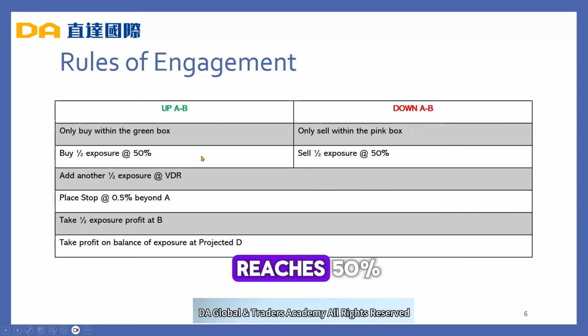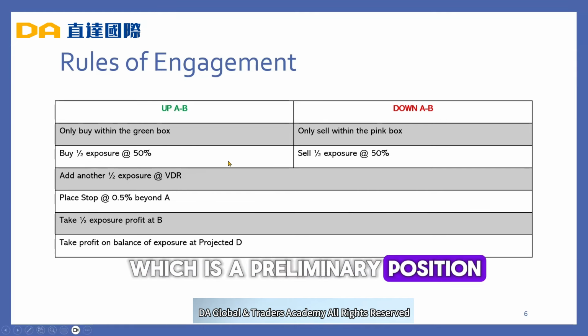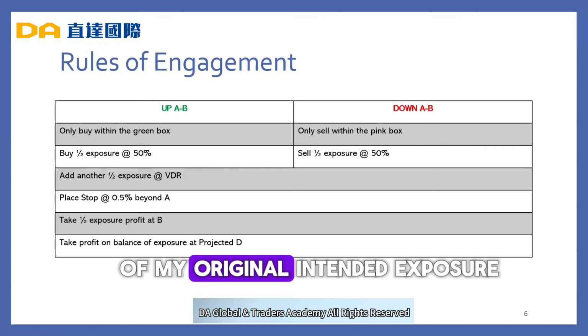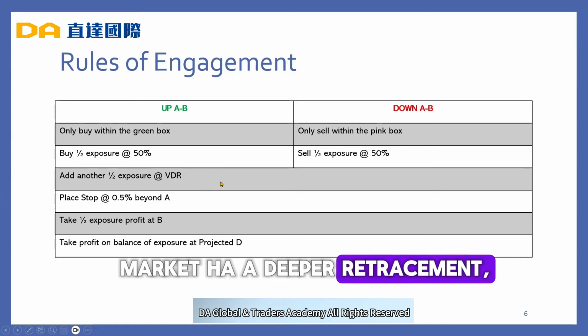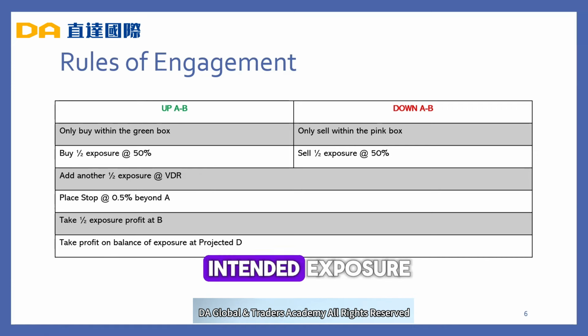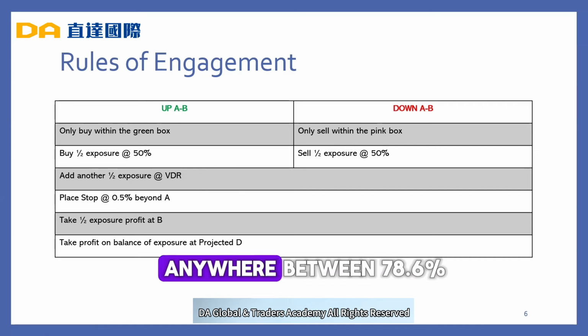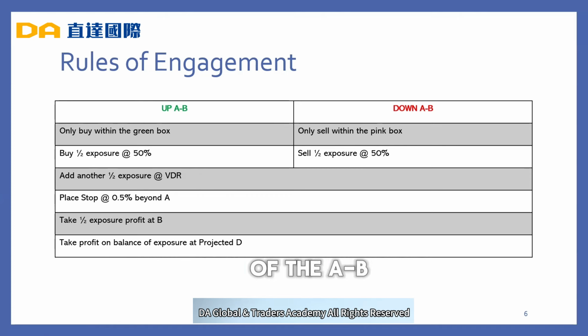And once the market reaches 50%, I will take up a first position, which is a preliminary position, only half of my original intended exposure. And then when the market has a deeper retracement, I would engage the other half of my intended exposure at the VDR, which is defined as anywhere between 78.6% retracement to 100% retracement of the AB.